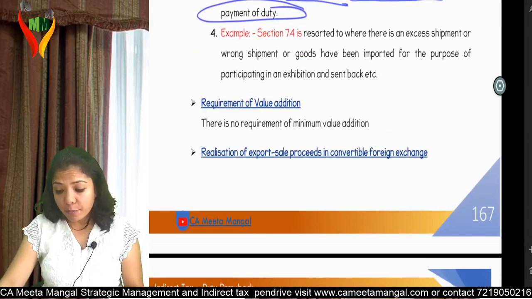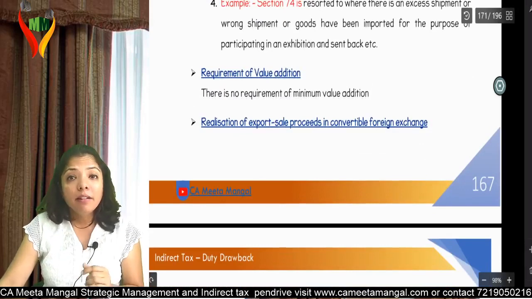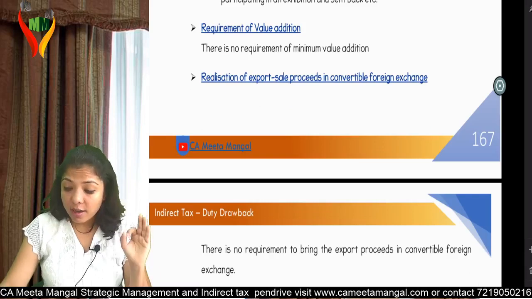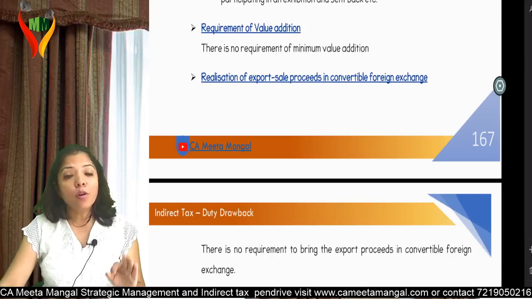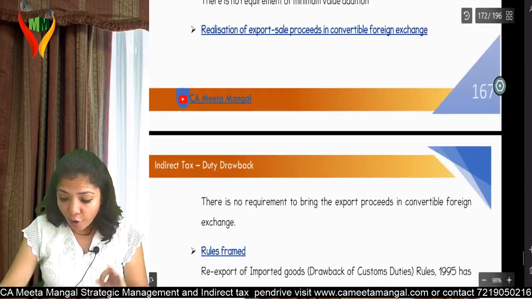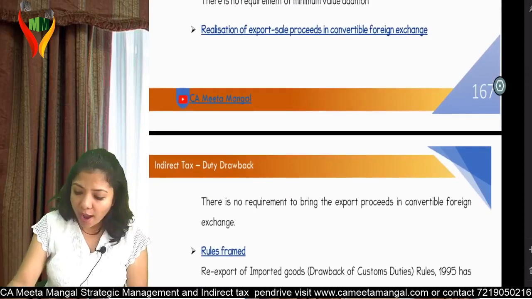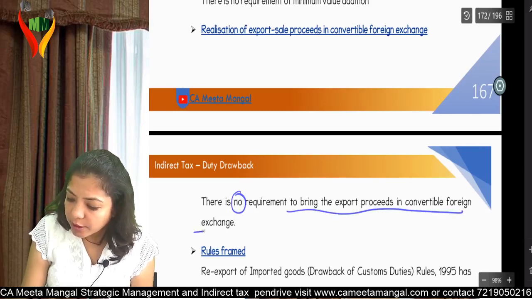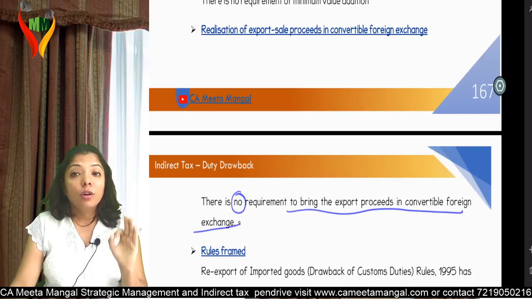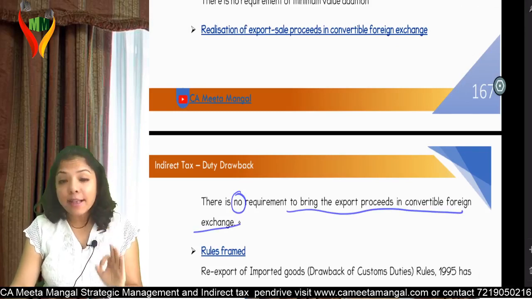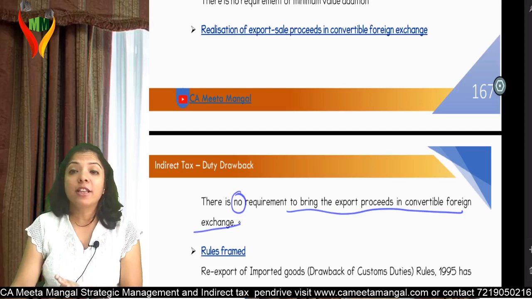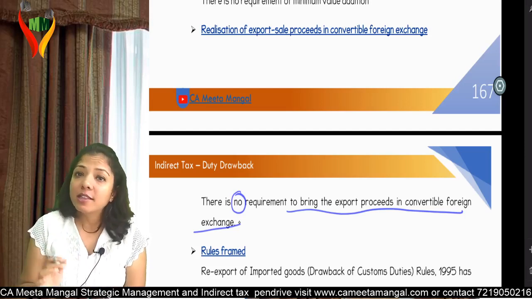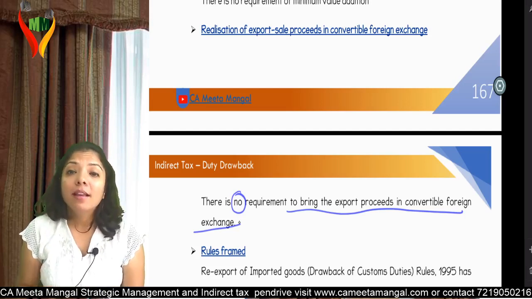Next condition: realization of export sale proceeds in convertible foreign exchange. There is no requirement to bring the export proceeds in convertible foreign exchange. There is no such requirement. We have some specific requirement in section 75, but there is no such requirement in 74.